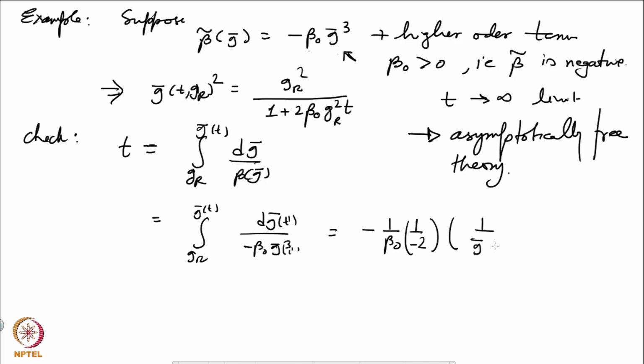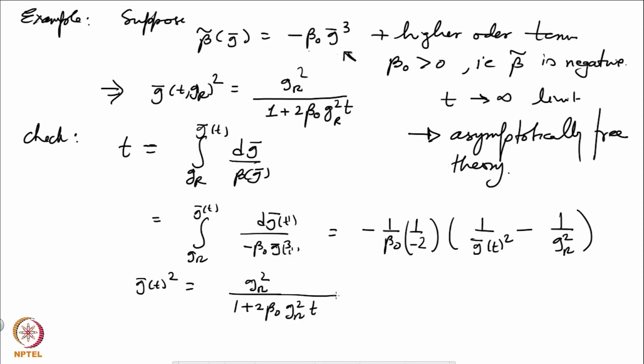Okay, so you get g bar of t square after putting the upper and lower limits, 1 over g r square. Okay, and gr is a constant because mu is fixed. So what does that give you? So if you solve it, you get g bar of t square is equal to gr square over 1 plus 2 beta naught gr square t.